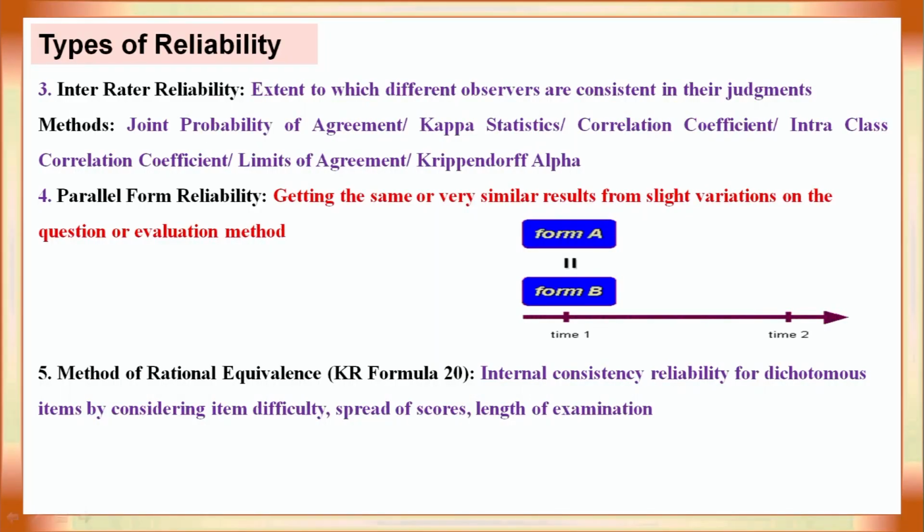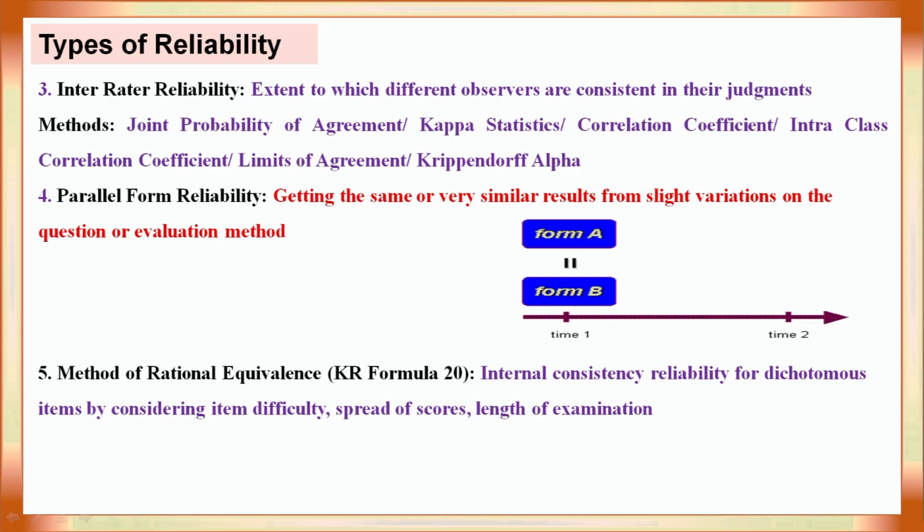One last type of reliability is known as rational equivalence reliability. This particular formula was developed because of the limitations of internal consistency reliability. This is better known as KR20. It is reliability for dichotomous items, considering the limitations we talked about in the split-up method of reliability.